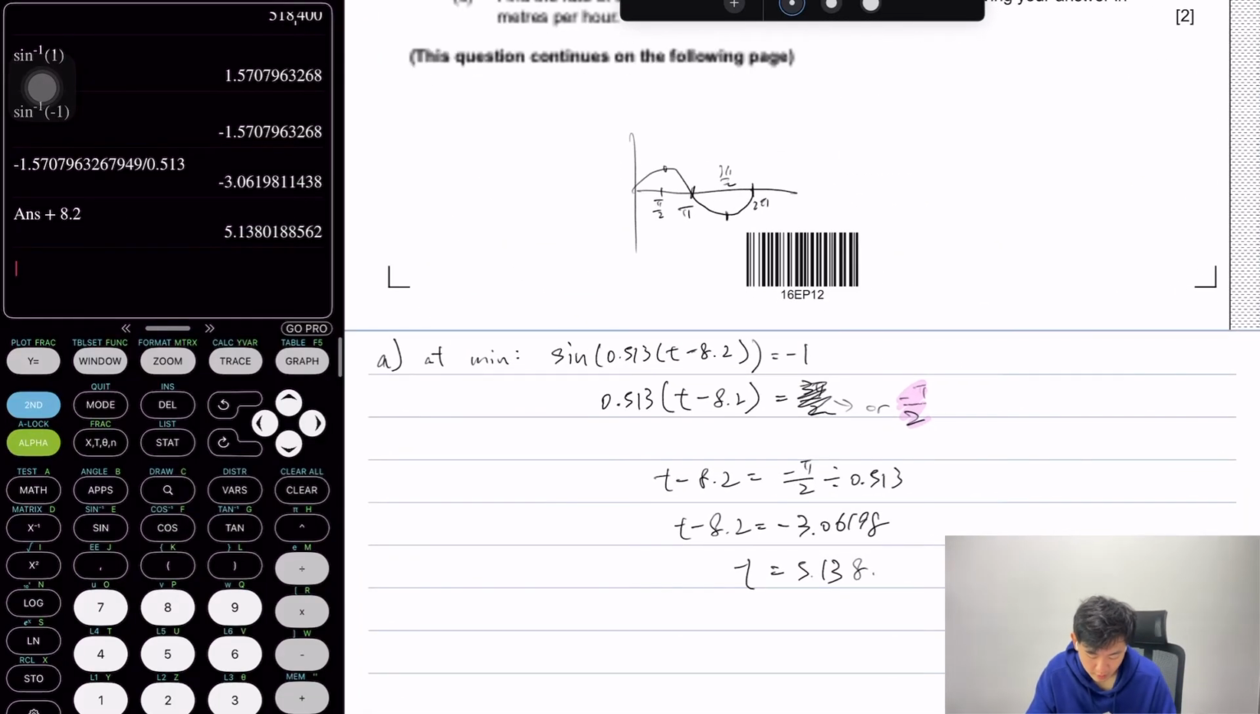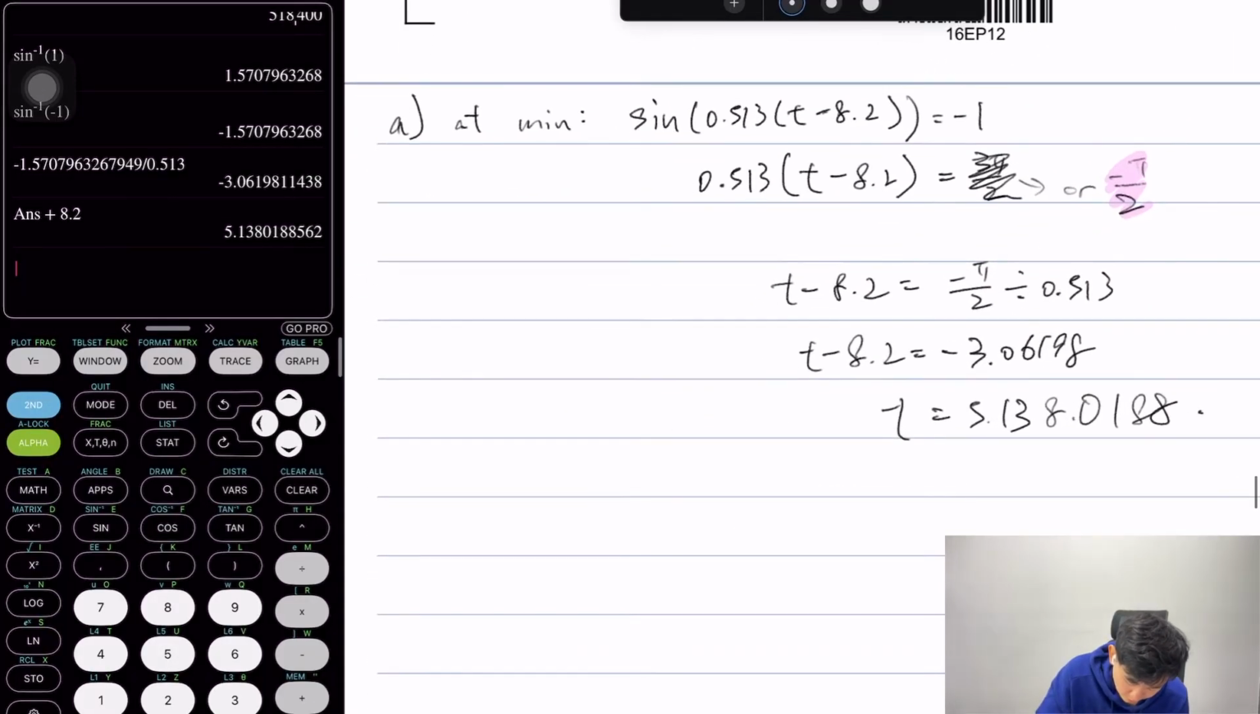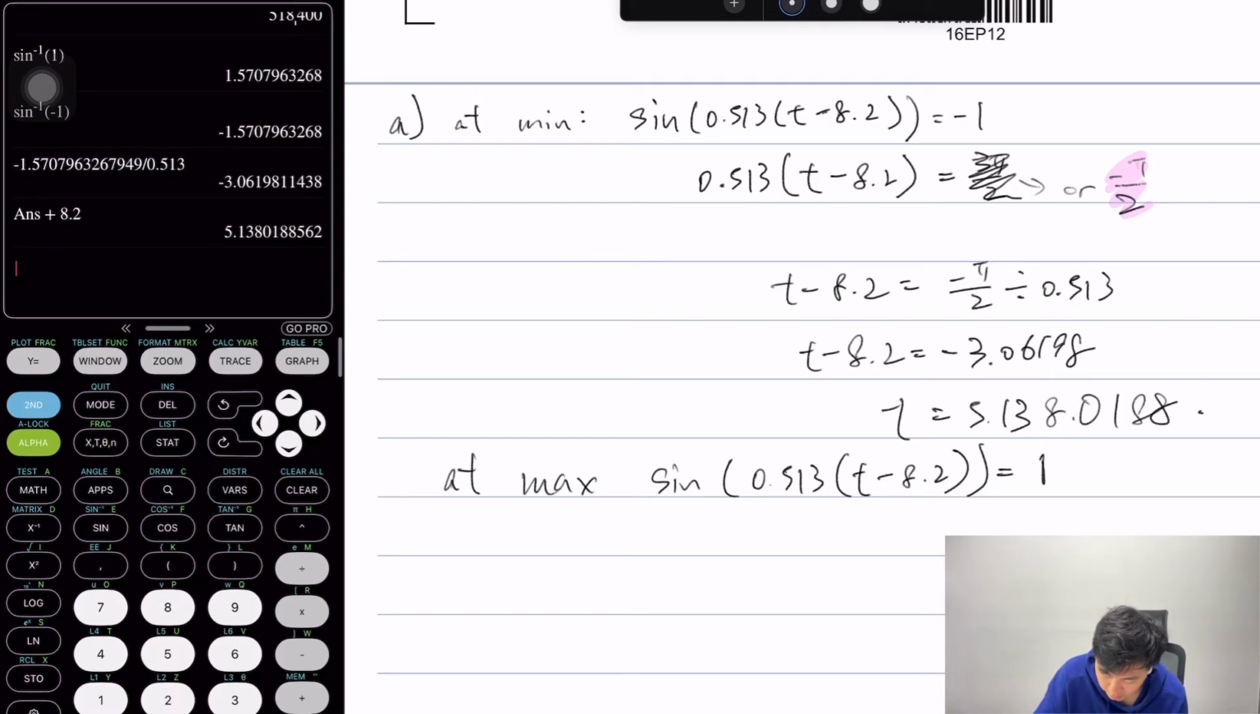5.138 there. Okay, so that's the first point. And then the next one, or we can just copy down a little bit more digits. Okay, and then the next one at the maximum. At the maximum, the sine of 0.513t minus 8.2 equals positive 1.